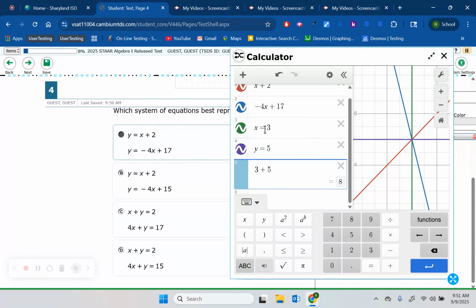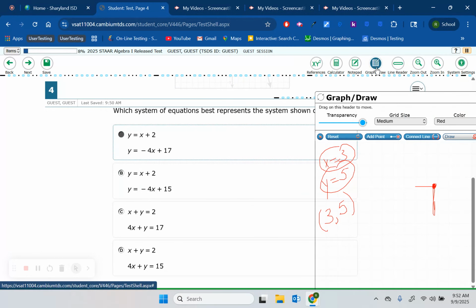If you're wondering what I'm doing here, I'm plugging in x is 3, y is 5, because that's what we got from the original problem. I got that over here. X was 3, y is 5. If this is 3 and this is a 5, and I add them, the answer is not 2. So this one's out and this one's out. It can be one of these two.